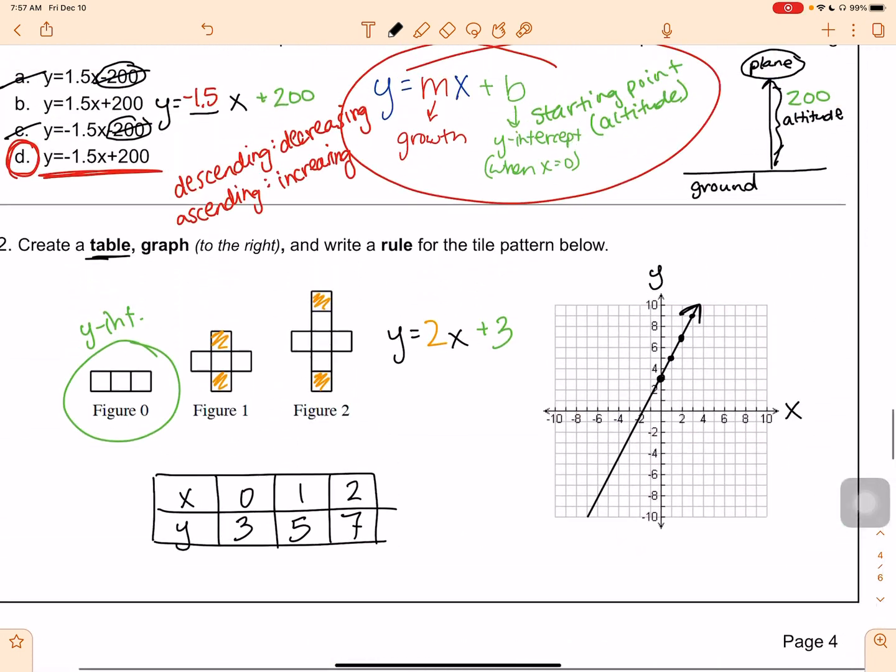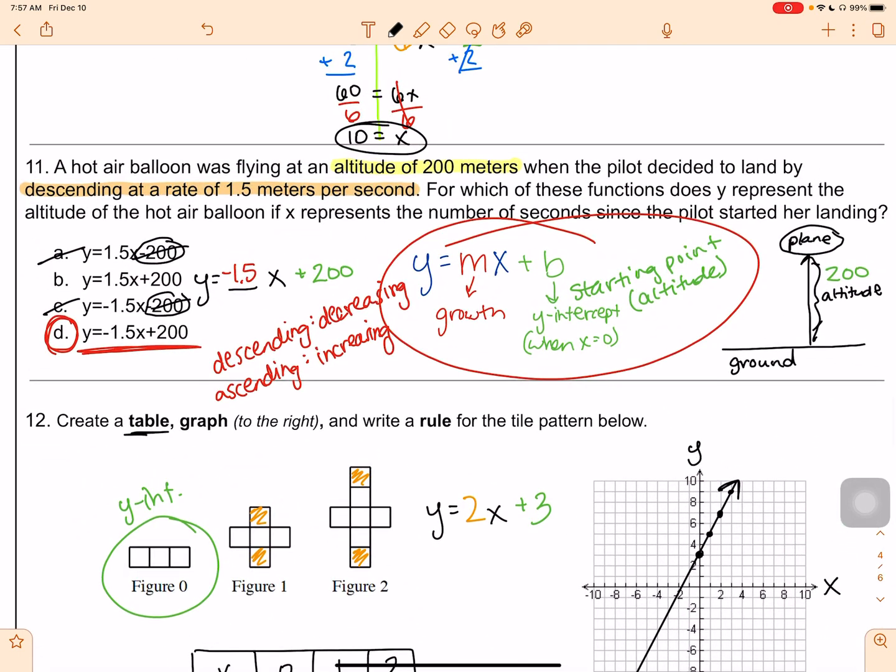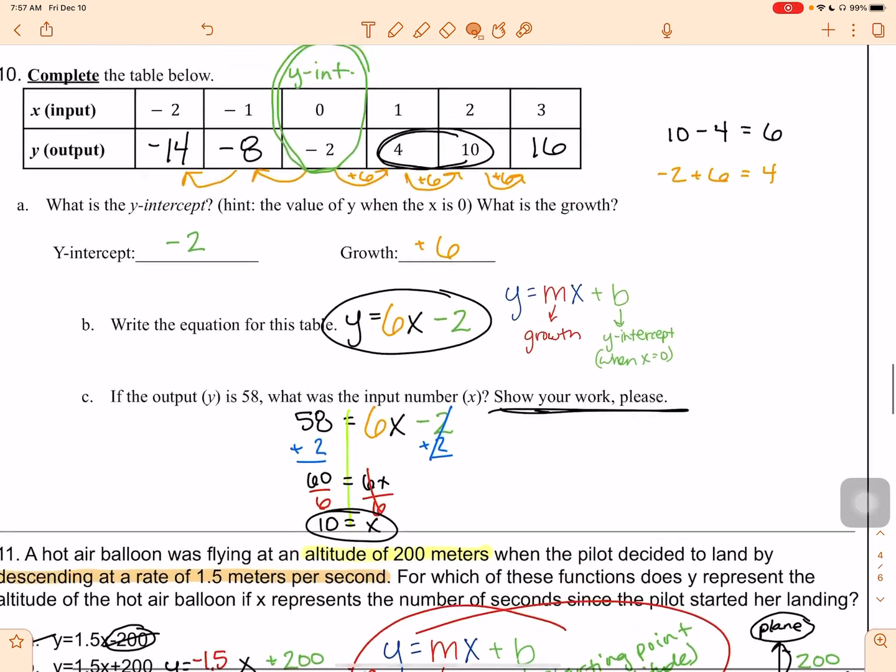I'm going to go ahead and copy this right here. Actually, that one's a little bit different. We'll do this one.